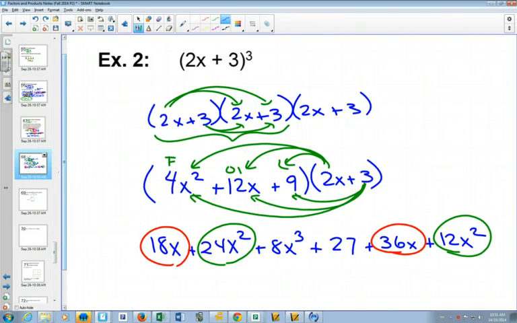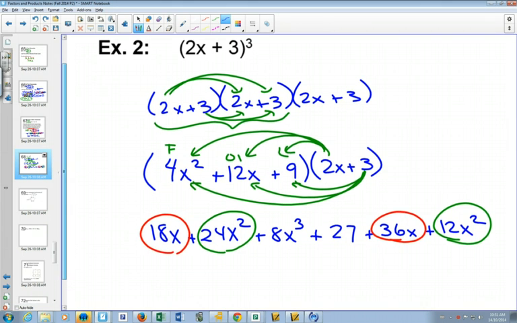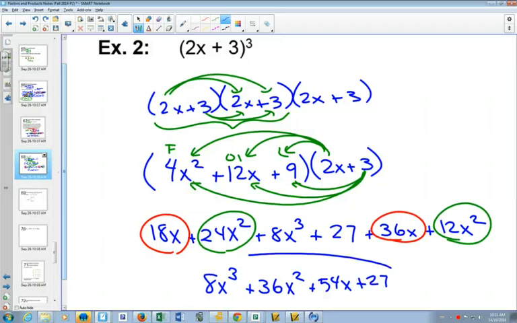And when you're writing your final answer, you start with your highest power. So that would be 8x cubed. Then 24 and 12 make 36x squared. 18 and 36 make 54x plus 27.